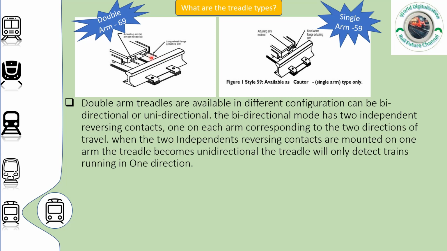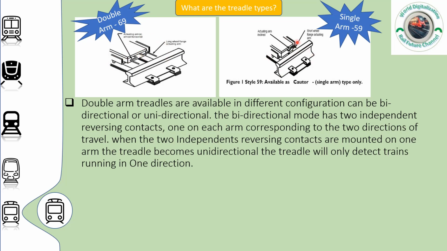As illustrated here in the picture, we have two arms for this treadle, and it can be used as unidirectional or bidirectional. It can work with the train coming from this direction or from the other direction. In the unidirectional mode, the treadle will only work in one direction. If we suppose this is point A and this is point B, it works from A to B or from B to A, and this will show on the treadle case outside, where we have a label or arrows that give us the direction. We can install it to read from A to B or B to A. And by the way, we can't reverse the direction of reading on site. It comes from the factory as it is.